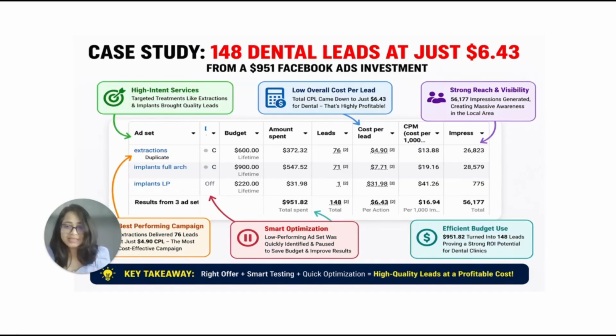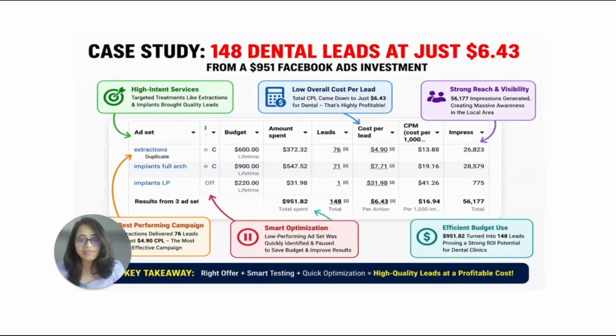Most advertisers make emotional decisions. They keep these weak campaigns running and hope things improve. But in performance marketing, numbers decide everything. So instead of wasting more money, we stopped the underperforming campaign early and focused more on the winning campaigns. Now, if we look at the total campaign results here, we spent around 951 bucks in total. We generated 148 leads overall, and the final average cost per lead became 6.43 bucks.